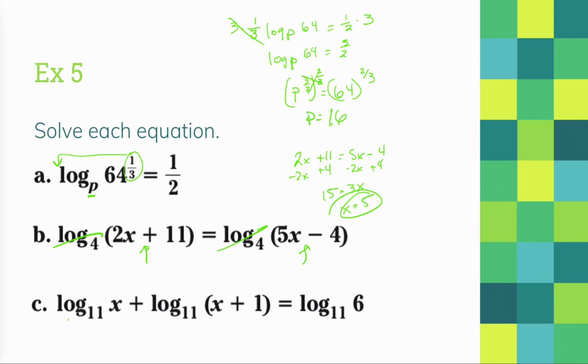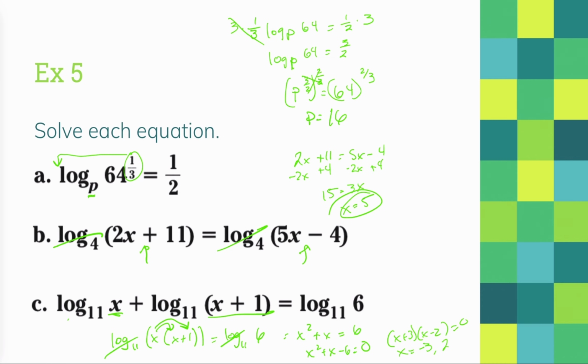Here, before we can cancel out these log base 11s, we need to combine these x and x plus 1. So we're going to make this log base 11 of x times x plus 1 equals log 11 of 6. Now we can cancel those out. I'm going to go ahead and distribute this x, make this x squared plus x equals 6. X squared plus x minus 6 equals 0. That's going to factor into x plus 3 and x minus 2, which means that x equals -3 or positive 2.